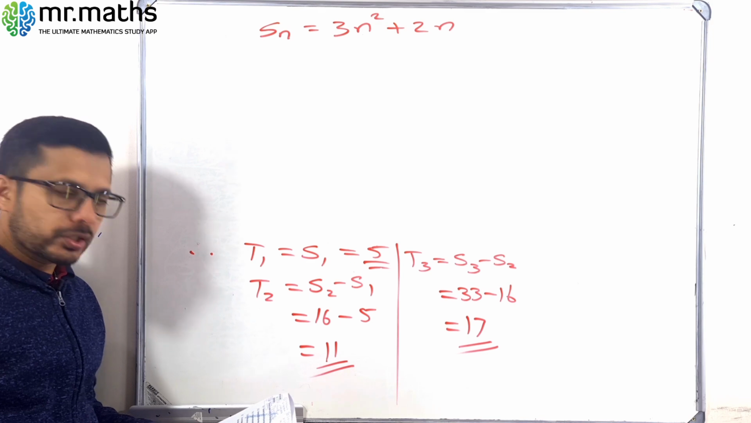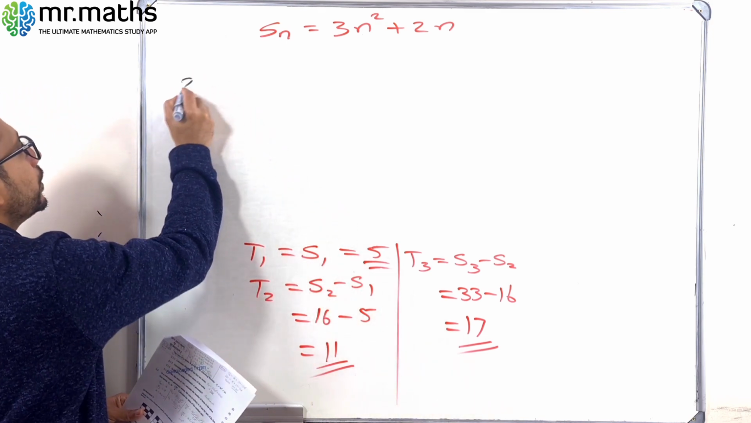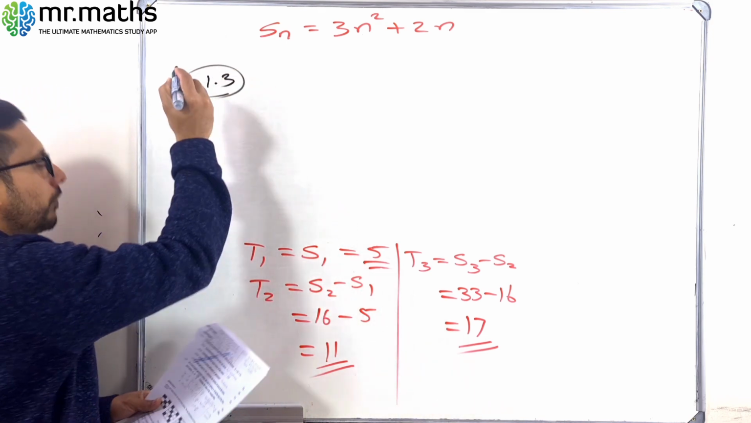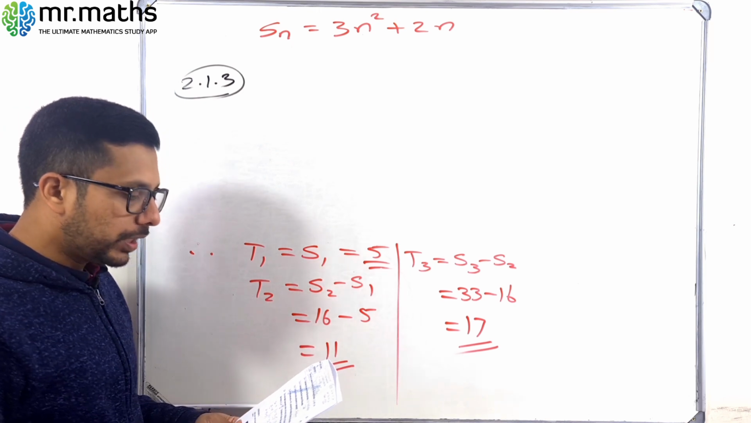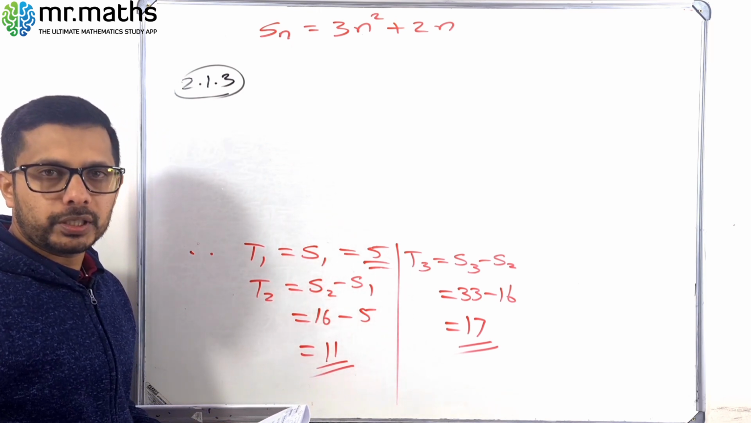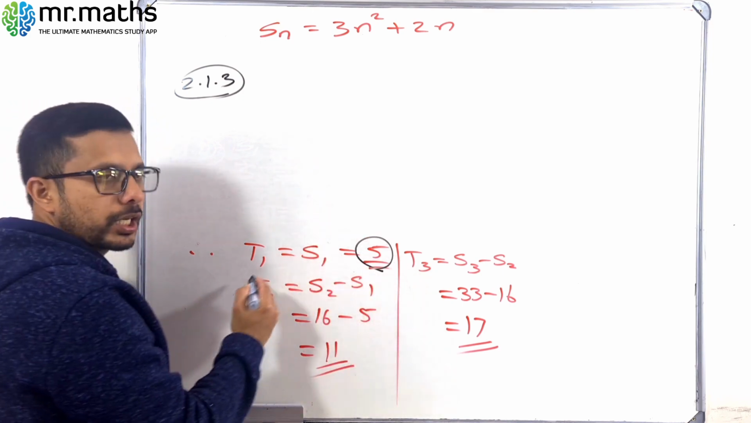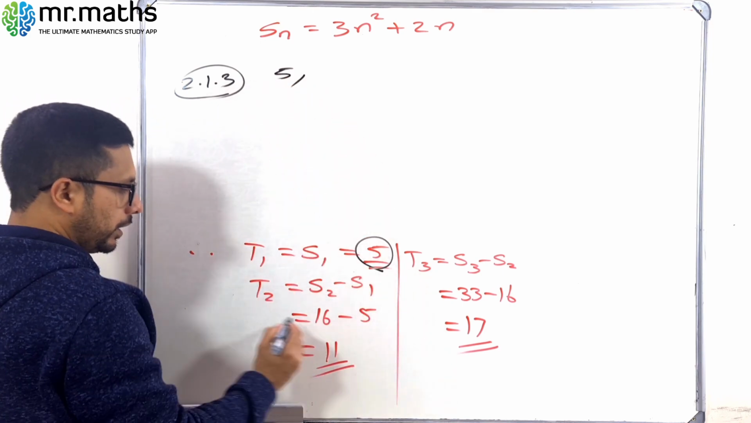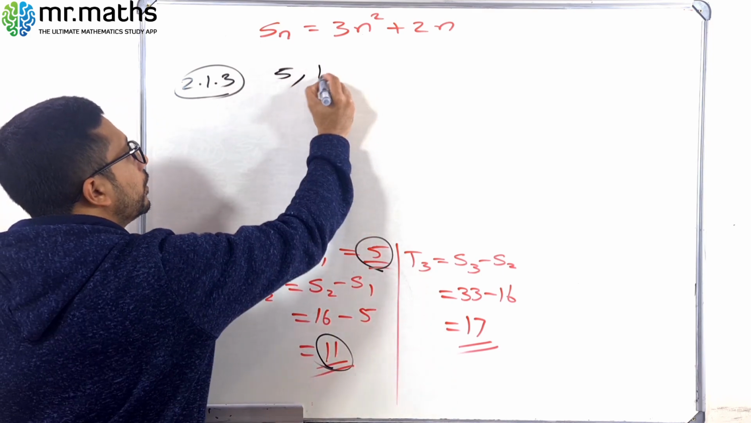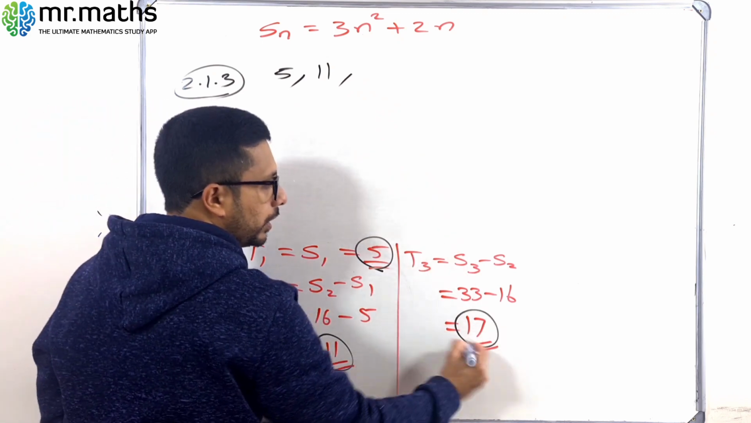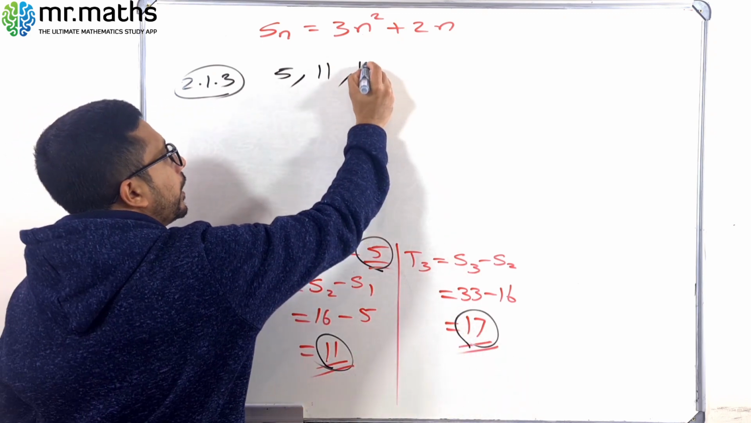Okay, let's move to the next question, 2.1.3. What is that question? Is the given series arithmetic or geometric? So what is the series? Look at the first term. What is the first term? 5. Second term, 11. Third term, it's 17, etc.